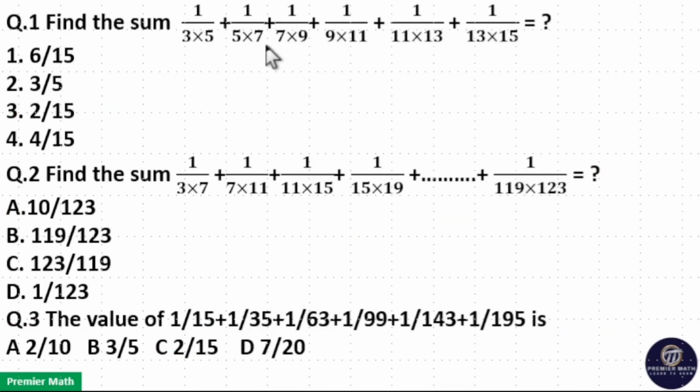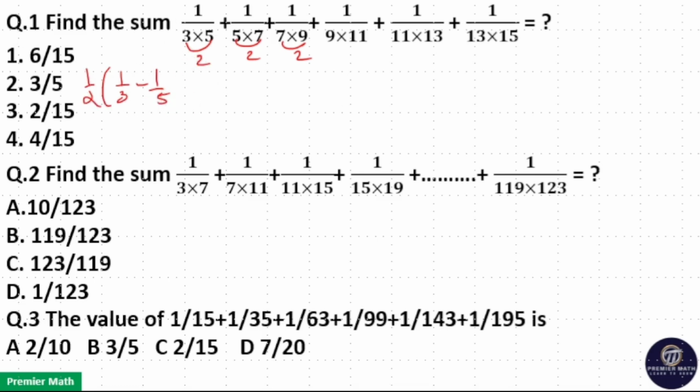Find the sum of the following fraction. If you look at the denominators, the difference between 3 and 5 is 2, 5 and 7 is 2, 7 and 9 is 2, and in all others the difference is 2. And in the numerator you have 1. So I can write this 1 by 15 as 1 by 3 minus 1 by 5 into 1 by 2. That is, 5 minus 3 is 2. So 1 by 3 minus 1 by 5 is 2 by 15. So multiply it with 1 by 2, you will get 1 by 15.